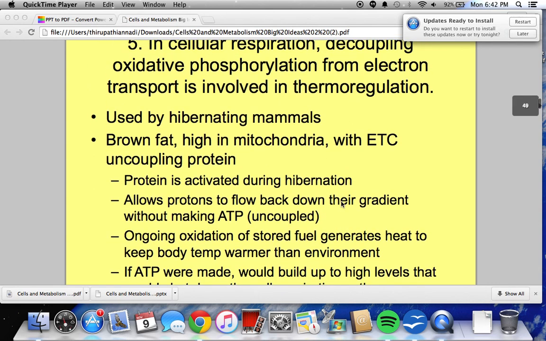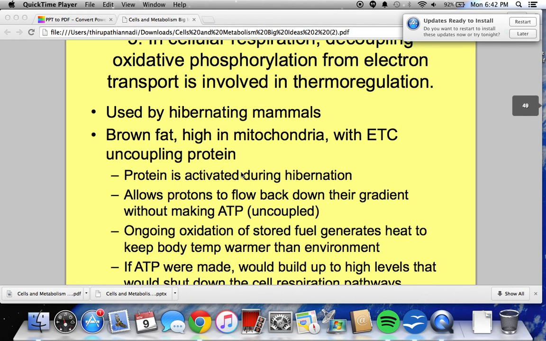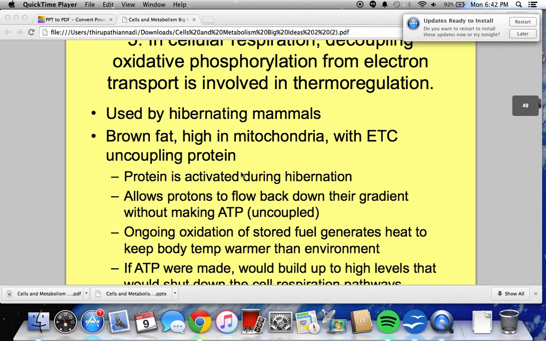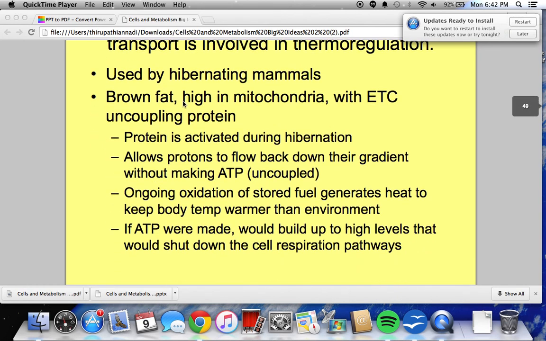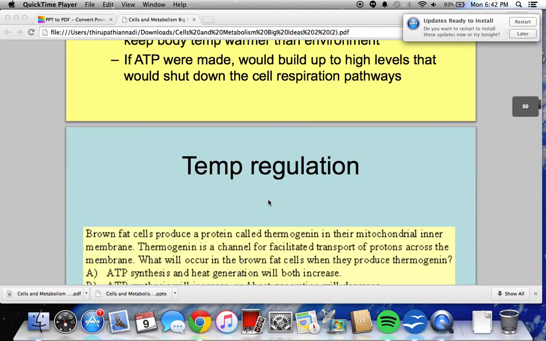Again, that last step produces a lot of ATP, but sometimes we don't need it. Like when animals hibernate, they don't need that much ATP. So there's a special uncoupling protein that makes that reaction stop working, so they produce less ATP and use less of their food source.